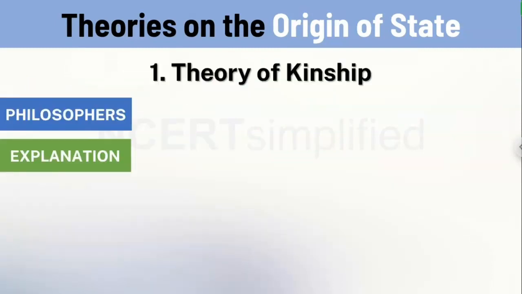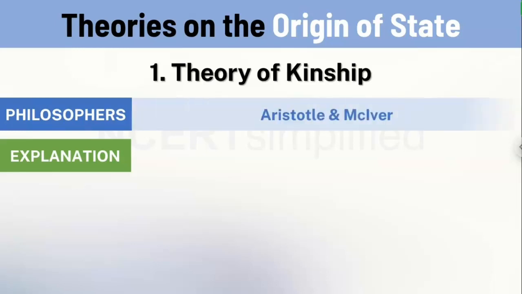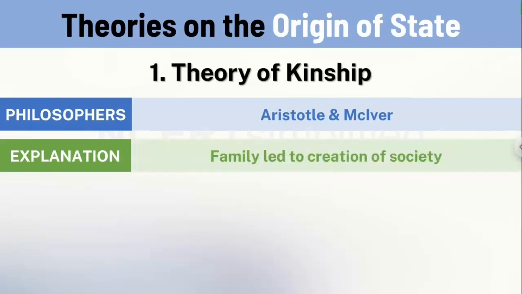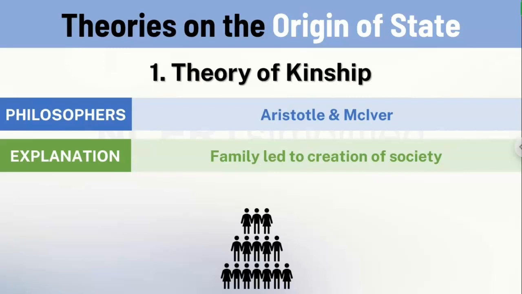So first, theory of kinship. The philosophers who propounded this theory, Aristotle and MacIver, right? The one-line explanation for this theory is basically that family led to the creation of society. What does kinship mean? Kinship is another word for family, for blood relations, right? So in a typical village, we have a group of people and they are more likely descendants of one common ancestor, who was the first to come to that village. They started a family, and everyone in the village most likely are descendants of that common ancestor, right?